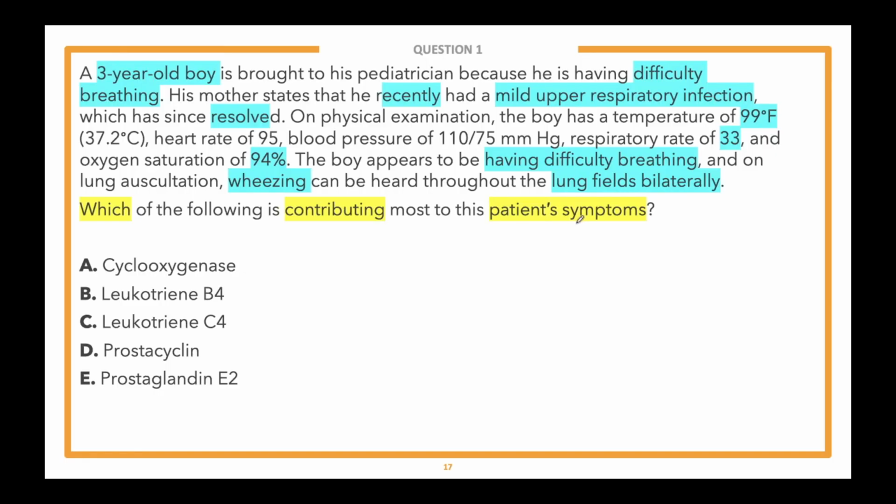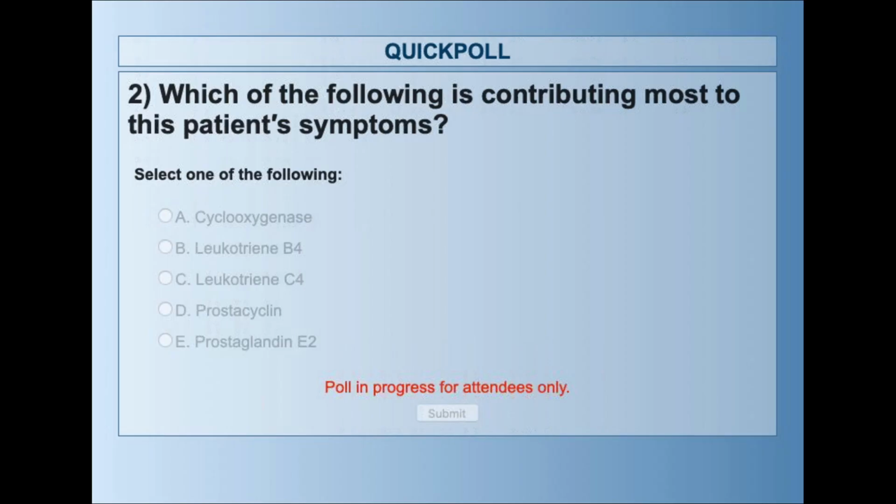And once again, we will start at the bottom and work our way up to the top. Answer choice E, prostaglandin E2. D, prostacyclin. C, leukotriene C4. B, leukotriene B4. And A, cyclooxygenase. So we're going to go ahead and open up that poll. Go ahead and select what you think is contributing the most to this patient's symptoms, and we'll talk about it in just a few seconds.